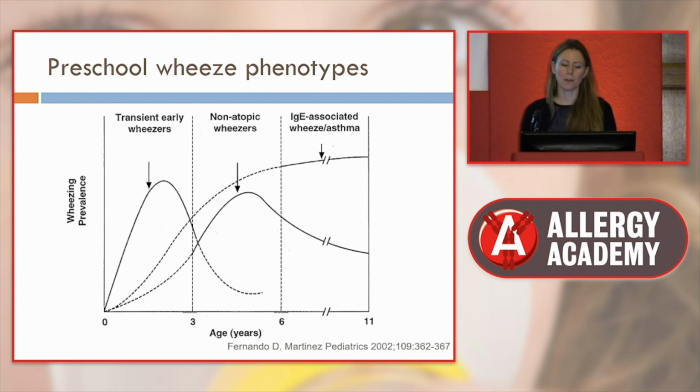You had your transient early wheezers, which presented usually with a peak wheezing prevalence between 0 and 3 years of age, followed by the non-atopic or viral wheezers that peaked between 3 and 6 years of age, and then the IgE-associated wheeze or asthma, which had a gradual increase over that period of time and generally continued into school age.